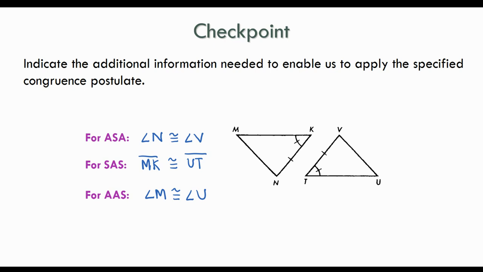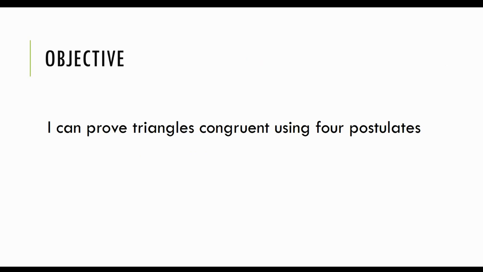For the side, angle, side, if you have the M and the K switched around, that is perfectly fine. But then that means that the U and the T would have to be switched around as well, because notice how K and T are marked the same. K and T have to be in the same spot. And then in the last one, it should have been angle M congruent to angle U. So that's us proving triangles congruent using our four postulates.